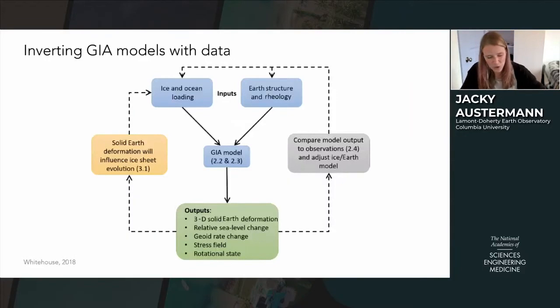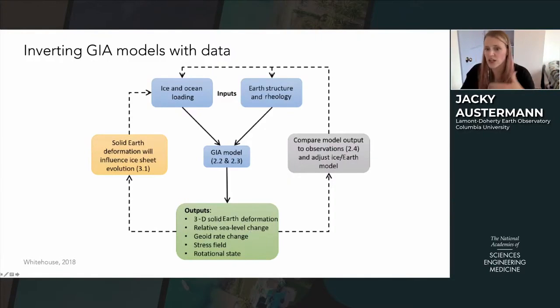I'm going to propose one suggestion of an approach. Before I go into that, here's the setup of the problem, right? We have our GIA model. What goes in is the ice and ocean loading. So the ice, most notably the ice sheet reconstruction, and the ocean loading is calculated from the ice reconstruction. And the Earth rheology is input into a GIA model. The output is our solid Earth deformation, its relative sea level change and other quantities.